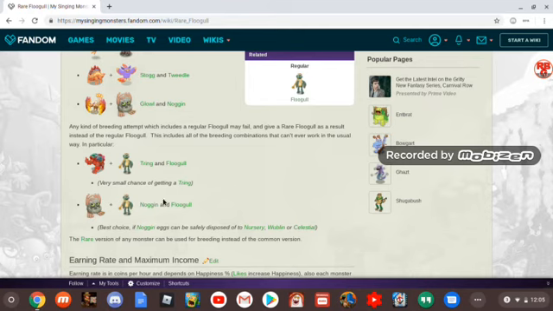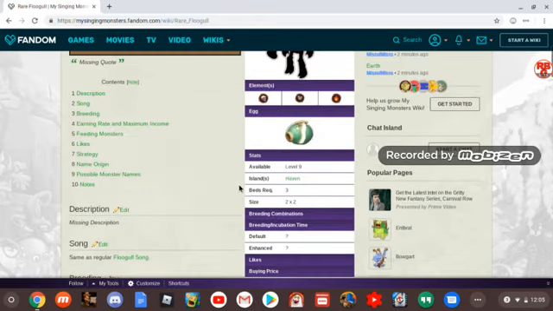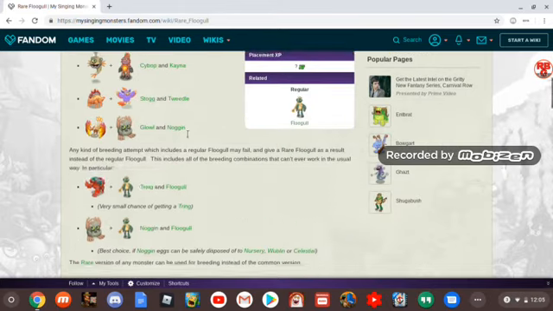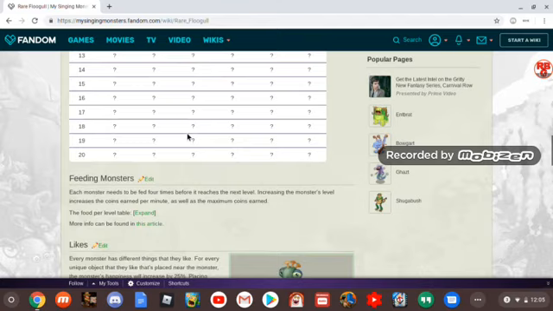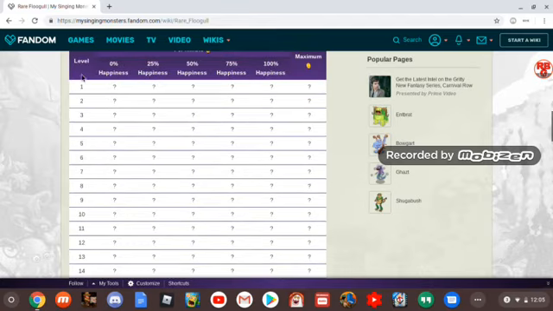So basically, wait. How would you get Tring from that? Like, Floogull already has the Earth and... I don't even care anymore. Anyway, nothing else is known besides level.